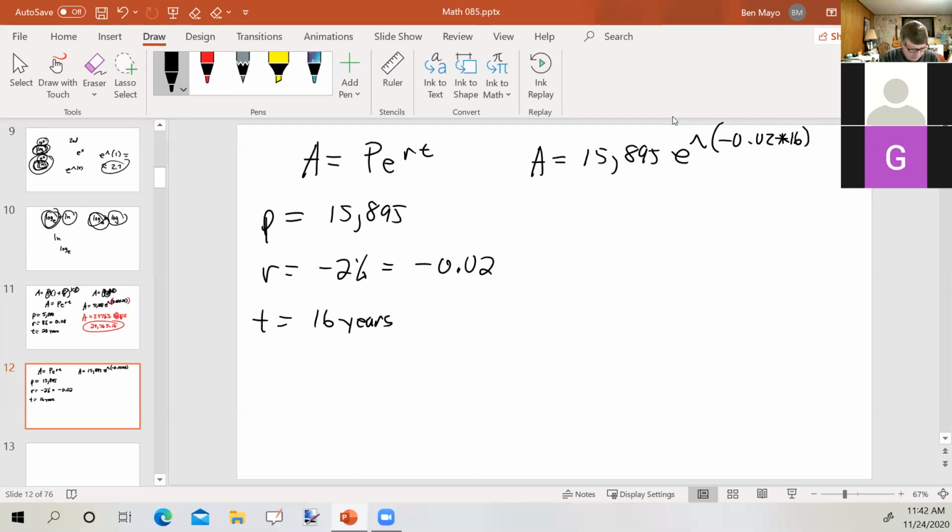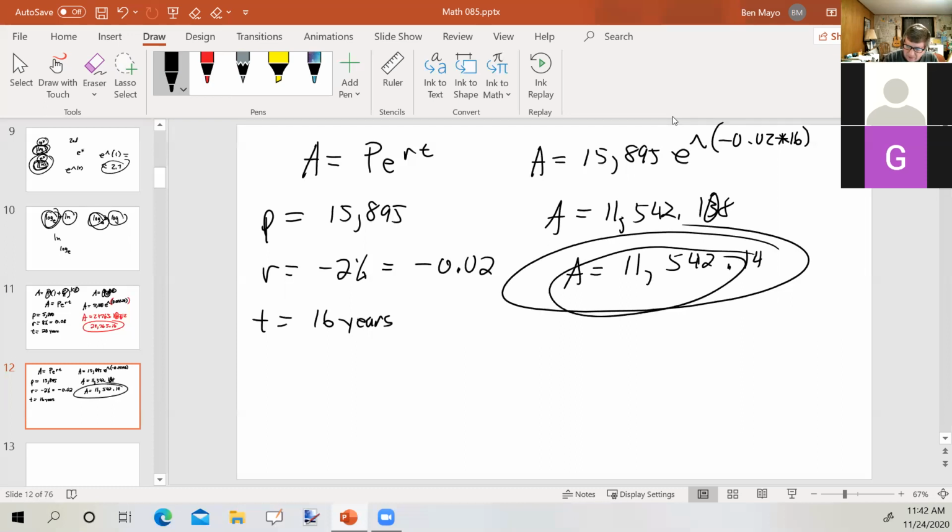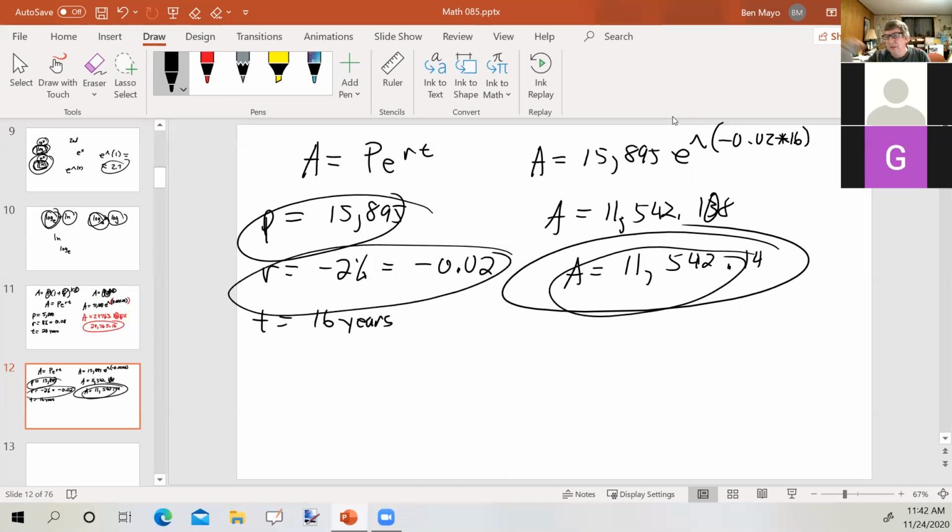Okay. So 15,895, second e to the x, -0.02 times 16, close it up. I get 11,542.138. So again, rounding to the nearest hundredth, A would be 11,542.14. And again, notice that A is smaller than P because it's decreasing at a rate of 2%. Any questions there? No. All right.